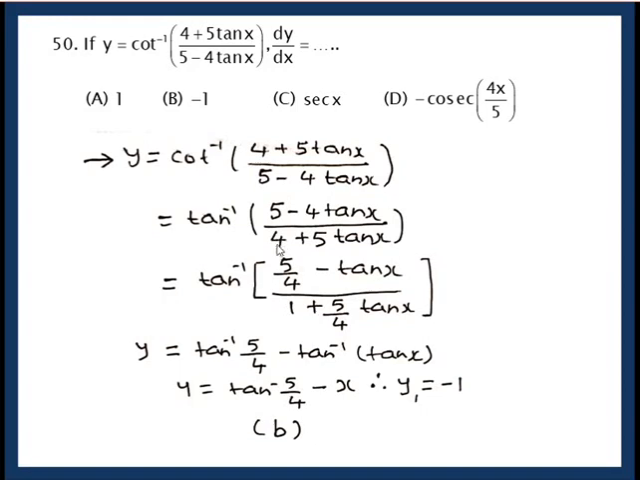So will you write 4 as 1 plus 3? Yeah, 4 is 1 plus 3, but useless. So we divide numerator and denominator by 4. So 5 by 4 minus tan x upon 1 plus 5 by 4 tan x. Same logic. Tan inverse of p minus q upon 1 plus pq, tan inverse p minus tan inverse q. But again, what is tan inverse of tan x? X. Differentiate. This being a constant, the derivative is 0. So final answer is y1, that is dy dx, is minus 1, which is given in option B.